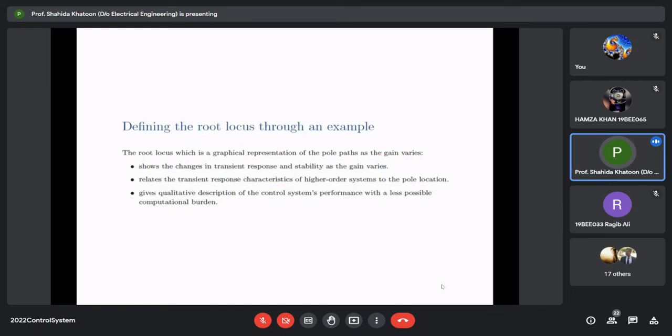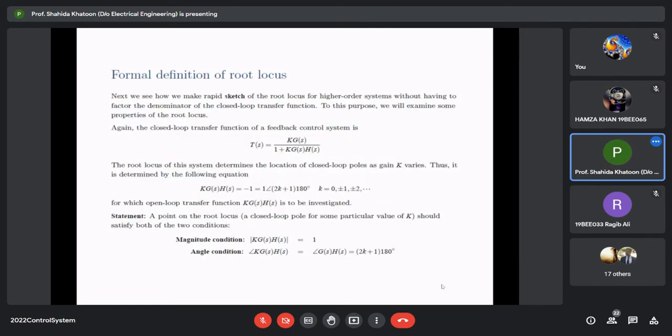So the root locus, which is a graphical representation of the pole paths as the gain varies, shows the changes in transient response and stability as the gain varies, relates the transient response characteristics of higher order systems to the pole location, and gives a qualitative description of the control system's performance with the least possible computational burden. Okay, so these are the features of root locus. Next we see how we make a rapid sketch of the root locus for higher order systems without having to factor the denominator of the closed loop transfer function. For this purpose, we will examine some of the properties of the root locus.